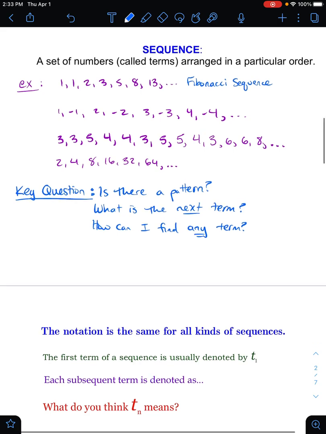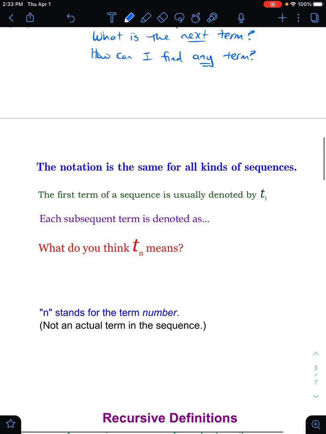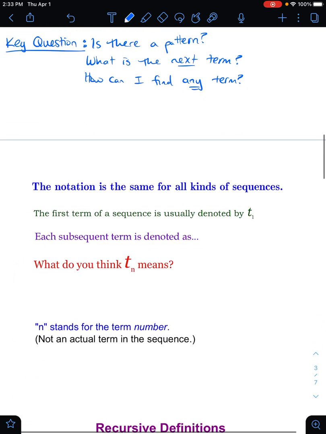So the first thing we're going to talk about a little bit is notation. And the notation is the same for all kinds of sequences. The first term of a sequence is usually denoted T sub 1. That's called a subscript. So this would be called T sub 1, and this is the first term. And each subsequent term is denoted as what we call T sub n. Well, what do you think that means? T sub n is the nth term in the sequence.